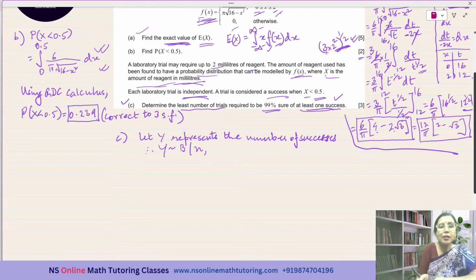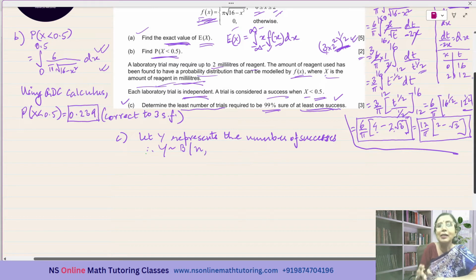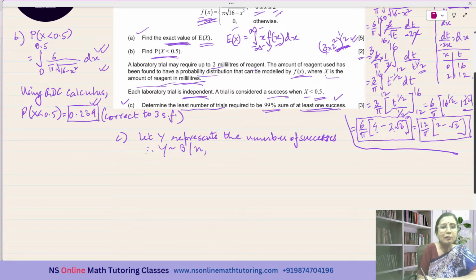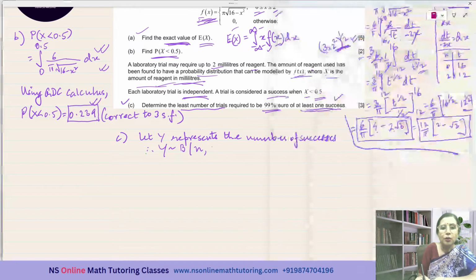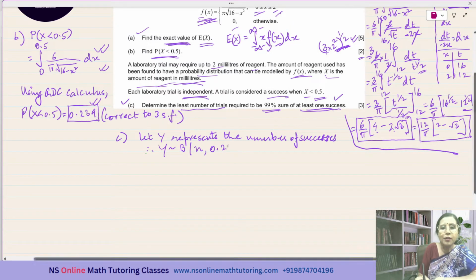So what is the probability of success? We have found the probability of success when x is less than 0.5 in subpart B. So what is the answer for subpart B? It is 0.239. You can take more digits for the probability of success, because I am going to some other calculation. So let me take 0.23936. I'm taking 2 more digits, adding 3 and 6 because it is 0.239358. So I'm taking the probability of success as 0.23936.